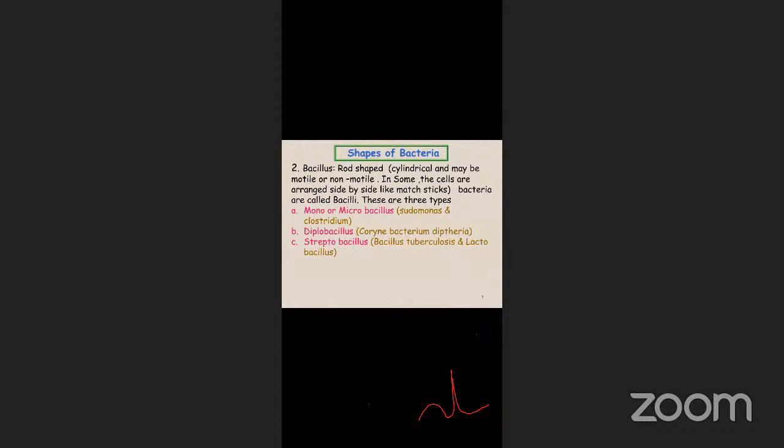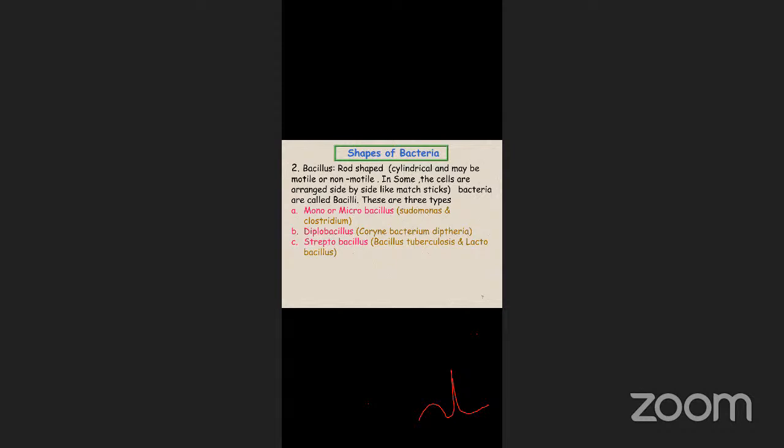Next, diplobacillus. The rod-shaped bacteria arranged in pairs are called diplobacillus. The examples are Corynebacterium diphtheriae. These are the examples of diplobacillus bacteria.